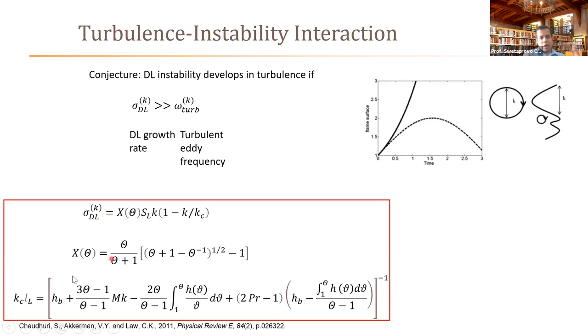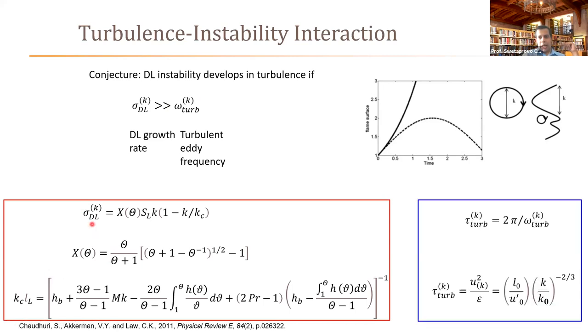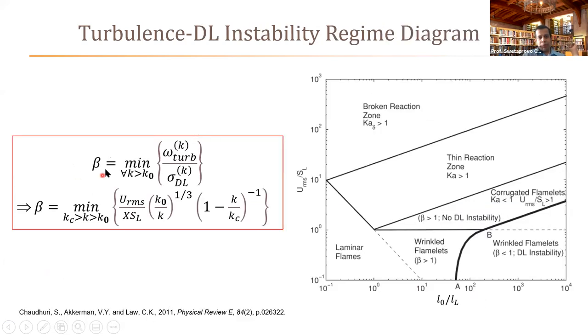So based on that, we can find out this Darrieus-Landau growth rate based on past analysis. And of course, we can find out the turbulent eddy frequency at a particular wavelength, or a particular wave number k, okay? And then if we just compare them, we can establish this parameter beta. This is very different from the scaling exponent beta, by the way. And this beta equal to one condition is given by this black line. So anything below this black line, we expect it to be dominated by Darrieus-Landau instability, and beyond this, we expect that it should be dominated by turbulence, okay?